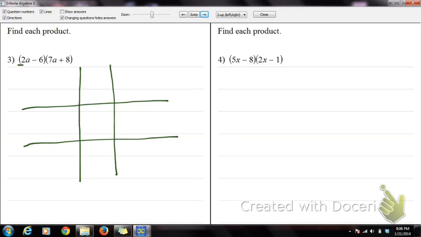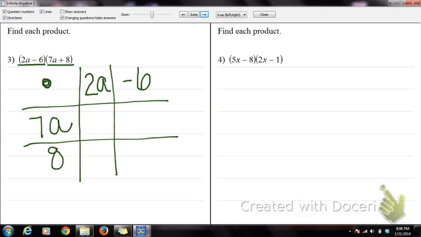And we take our first binomial, our 2a and negative 6, and we fill in these 2 spots. So we have our 2a, and our negative goes with the 6 right there. Then our second binomial goes right here, where we have a 7a and a positive 8. You don't really need to write the plus sign by the 8, but you can. And remember, this is a multiplication chart, so maybe you'll put a little dot right there to remind yourself it's multiplication. Just like in elementary school where we multiply the column and the row and then put the product in the square, we're going to do the same thing here.